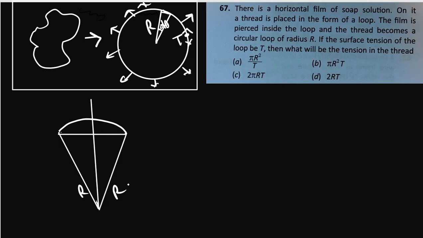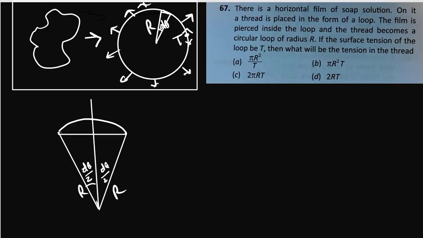But if it is very small, say this angle is d theta by 2, and this angle is also d theta by 2, the total angle is d theta and very small. So for a very small angle, this straight line and this curved part will both be almost similar. Now we'll check how much force is acting.